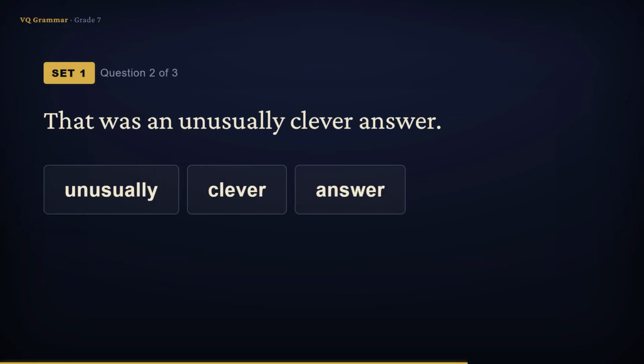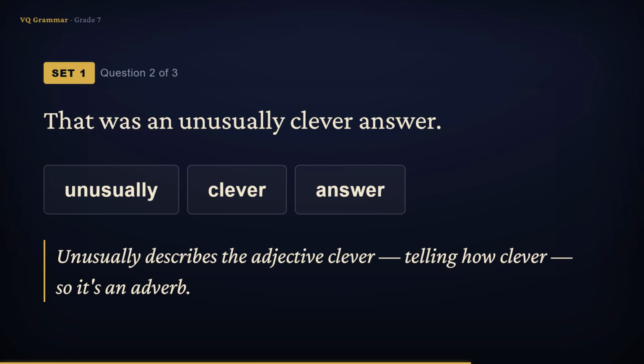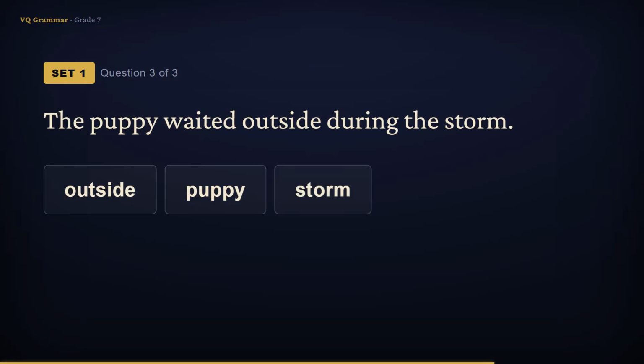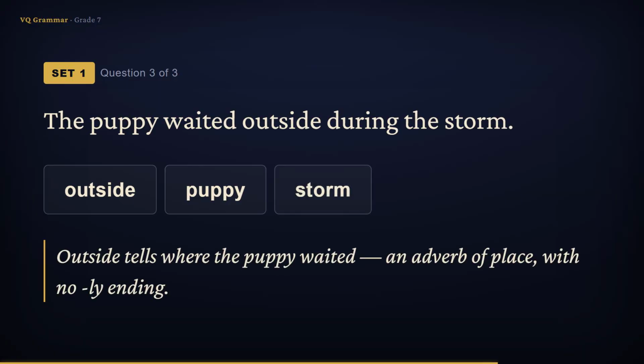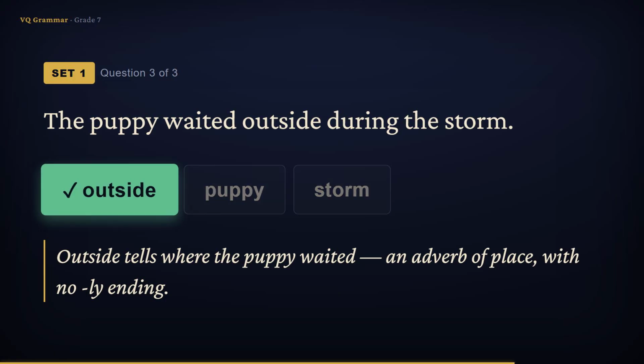That was an unusually clever answer. Look closely. Clever is an adjective describing the answer. But unusually is describing clever. How clever was it? Unusually clever. Since unusually modifies an adjective, unusually is the adverb, so the answer is unusually. The puppy waited outside during the storm. Here's one with no ly ending. Where did the puppy wait? Outside. Outside tells where, describing the verb waited, so it's an adverb, even without ly. So the answer is outside.